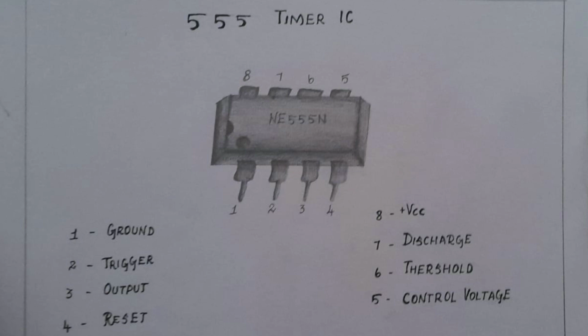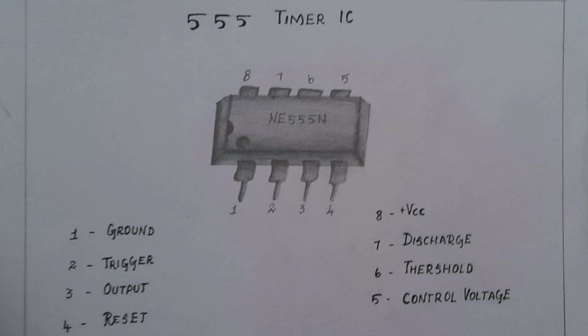Pin 3 is output terminal. There are two ways in which load is connected to output terminal. One way is to connect between pin 1 and pin 3 and another way is to connect between pin 3 and pin 8. Pin 4 is reset terminal. Whenever the inner IC is reset, the negative pulse is applied to pin 4, called reset terminal.